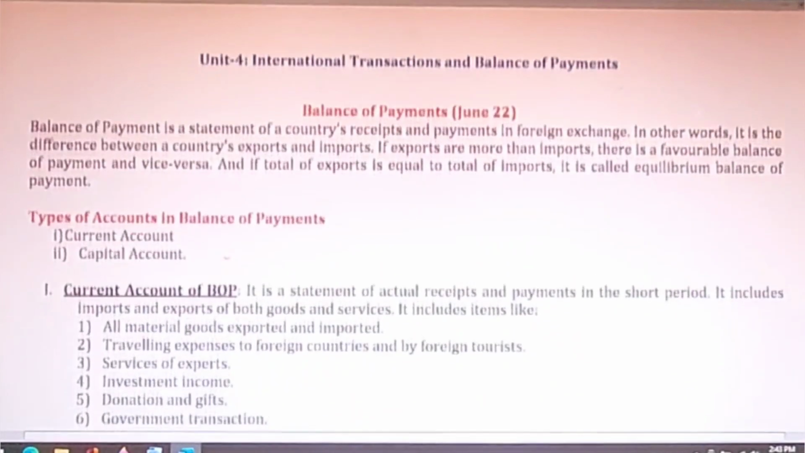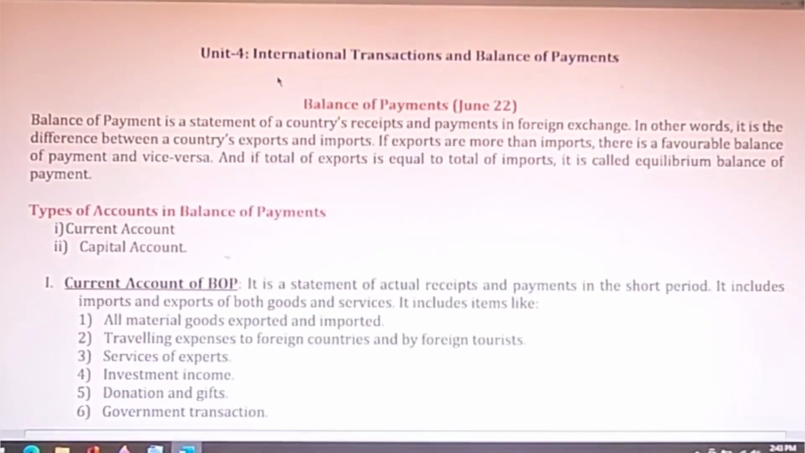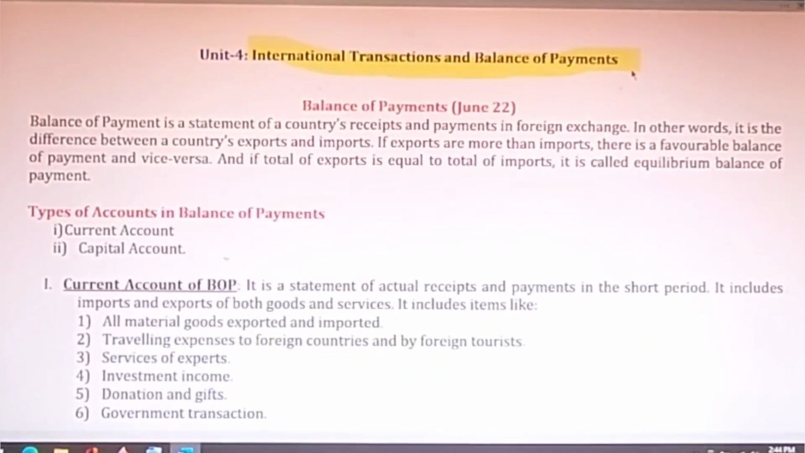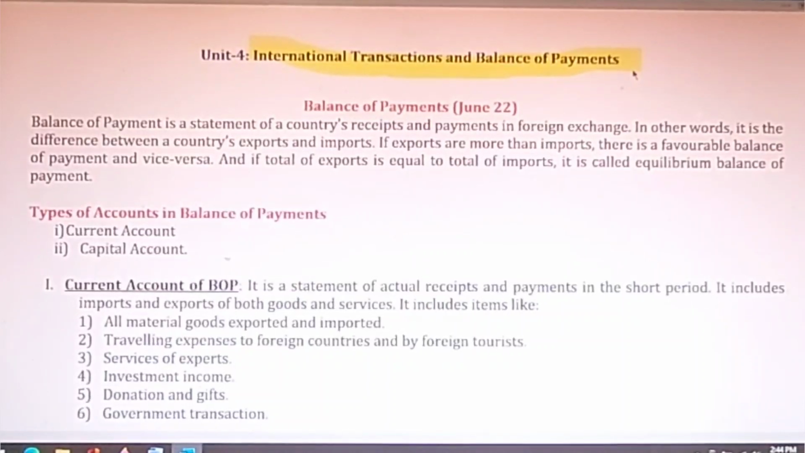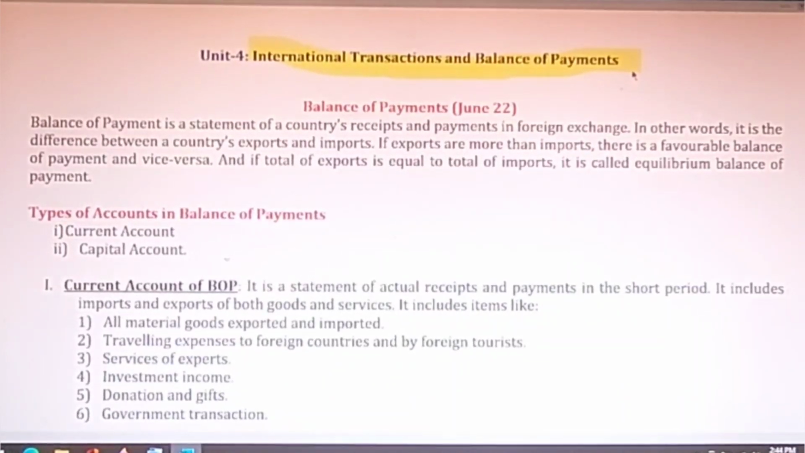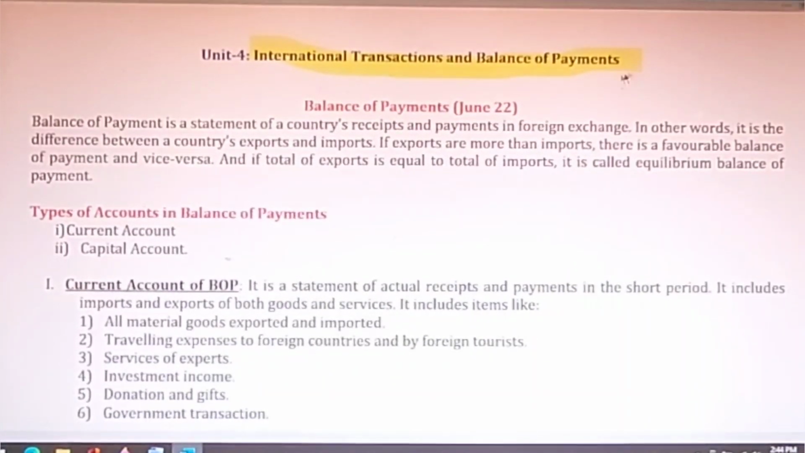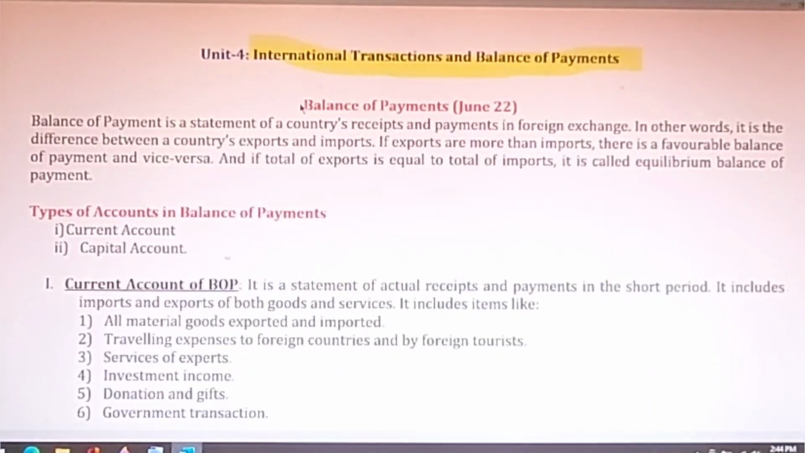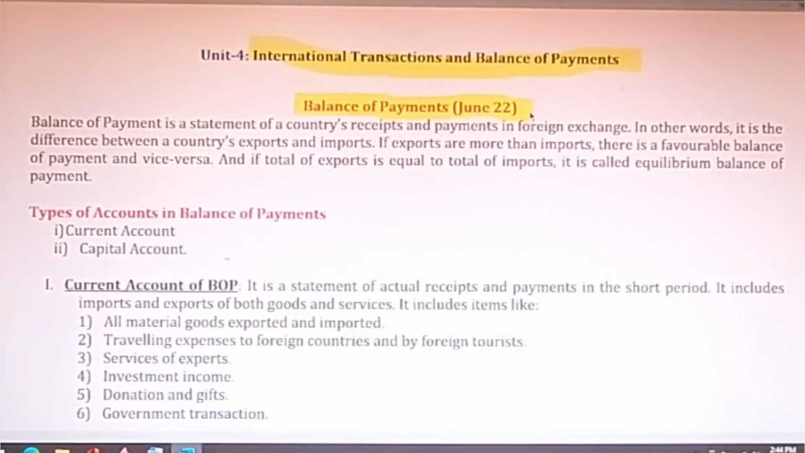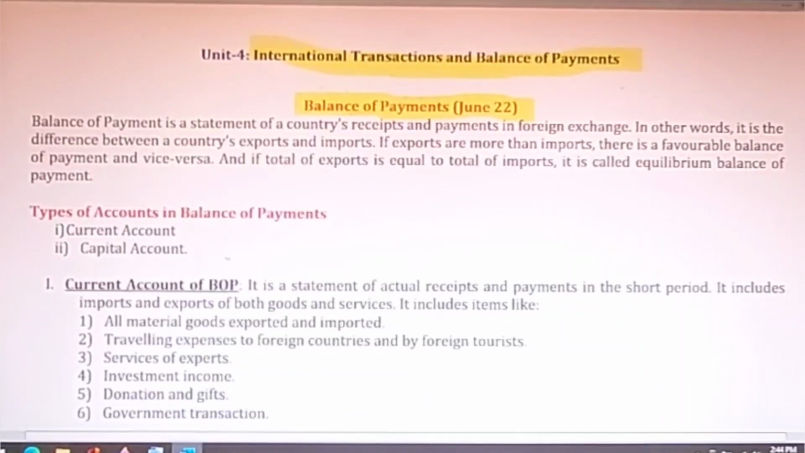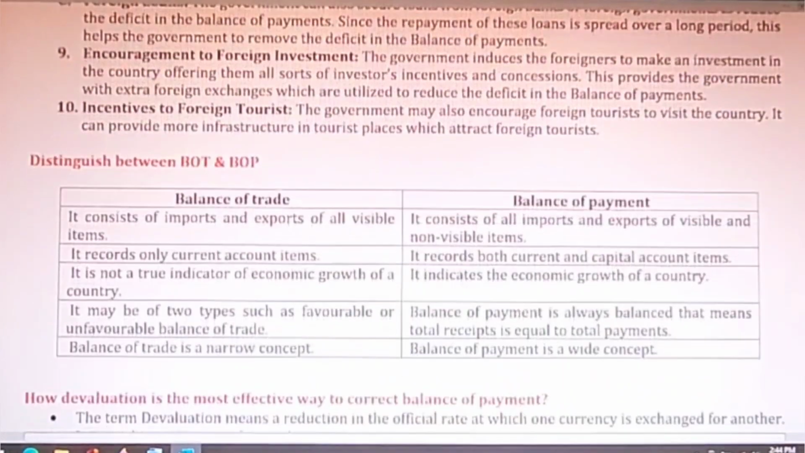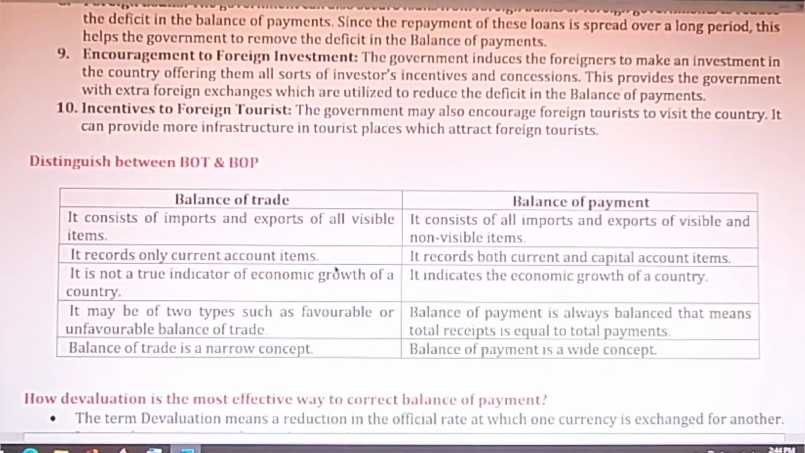The next unit 4 is on international transactions and balance of payment. I just now told you that BOP is one of the very important topics, a very common topic. Almost it is present in all the subjects. So from balance of payment, the question came in the previous exam. So let's skip this and move on to the next one. You should also study about this.